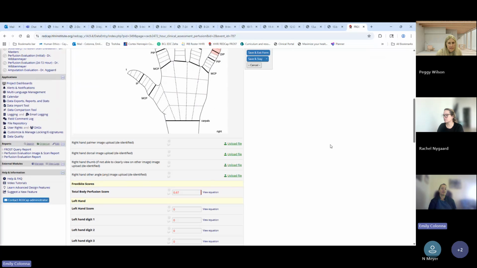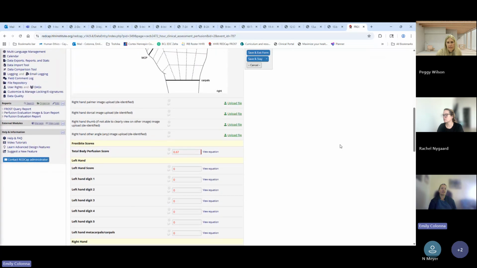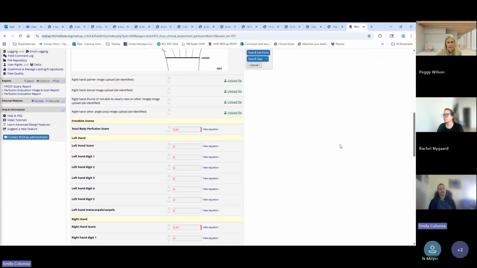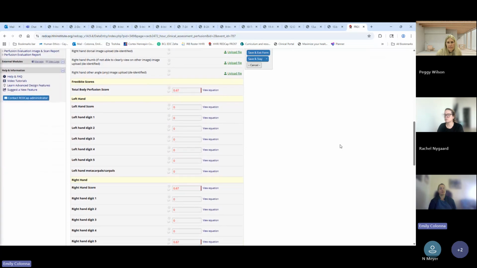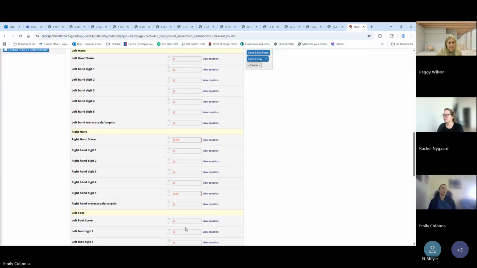And if your photos are past the 72-hour window, please reach out to us. This is not a hard line. We'd still be interested in seeing how it progresses. And then you'll have the frostbite score here too.